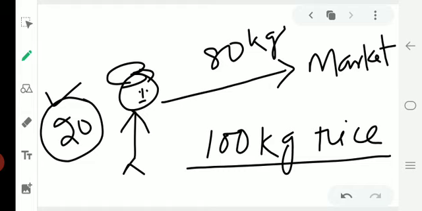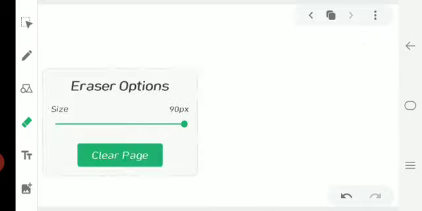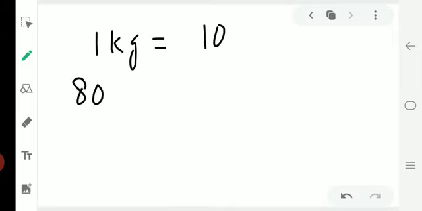Now the question is whether the value of this 20 kg rice will be included or not included, because the 80 kg that is going to the market will be included. Let me say the price of 1 kg rice is, suppose, 10 rupees. Now 80 kilos is sold in the market.